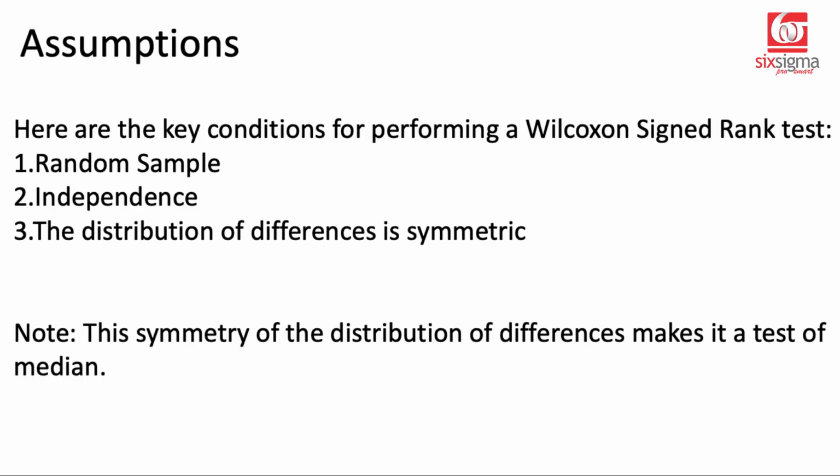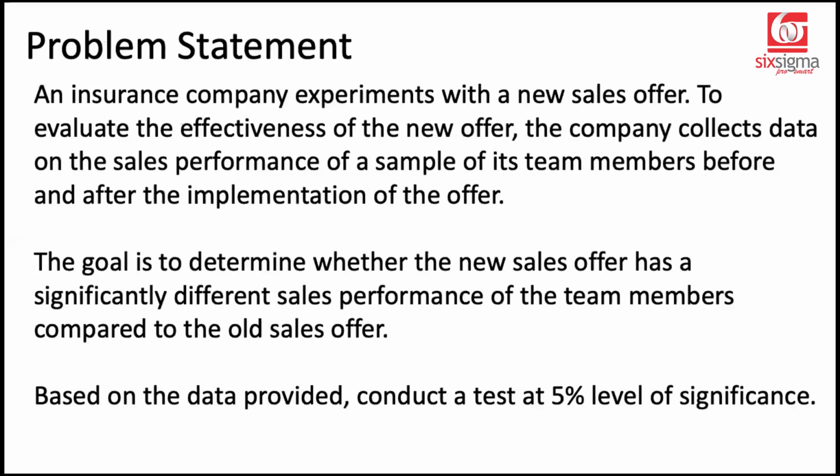Let's dive into a problem and try to understand this a little better, and we'll do a complete walkthrough. An insurance company experiments with a new sales offer. To evaluate the effectiveness of the new offer, the company collects data on the sales performance of a sample of its team members before and after the implementation of the offer. The goal is to determine whether the new sales offer has a significantly different sales performance of the team members compared to the old sales offer. Based on the data provided, conduct a test at 5% level of significance.